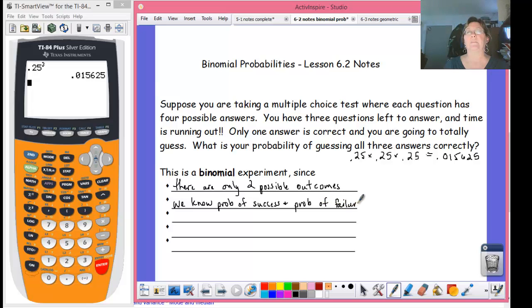In a binomial situation, there need to be a fixed number of trials. And in this case, our fixed number of trials was 3. There were 3 questions that we were going to answer this way. A fixed number of trials. The trials are independent, or as close to independent as you can get. Independent. And lastly, you're looking for a given number of successes in your n trials.